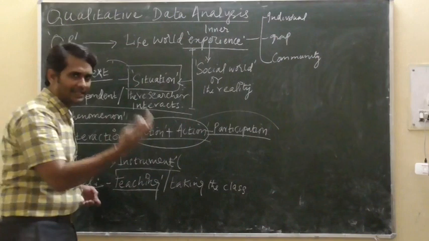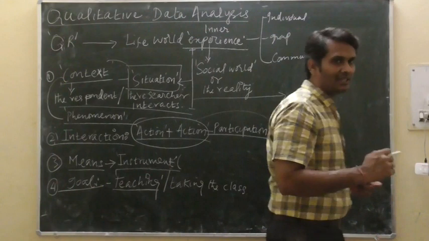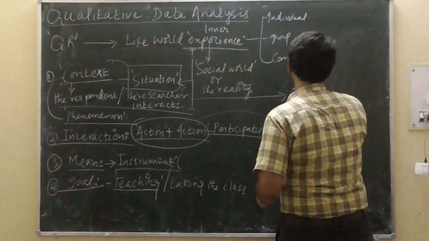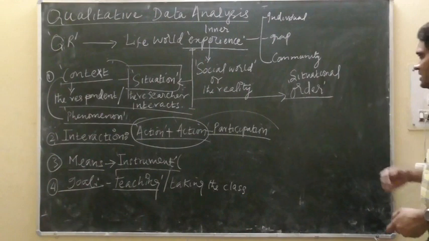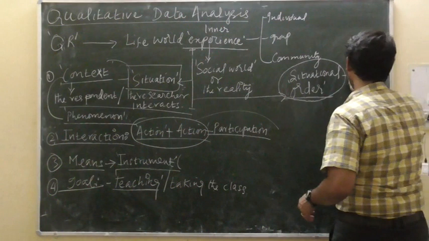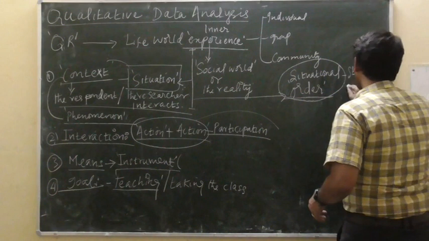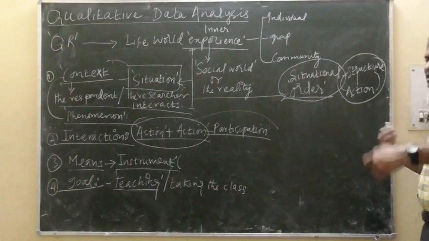On the other hand, every situation has an order. This is the next level. As a qualitative researcher, you have to understand that every situation has an order. We call it the situational order. So when the actors, the individuals, participate, they clearly follow this order, which means each and every situation has a structure within which the action takes place. Without the structure, action doesn't happen. Without the action, the structure doesn't form. So it's a kind of cycle.